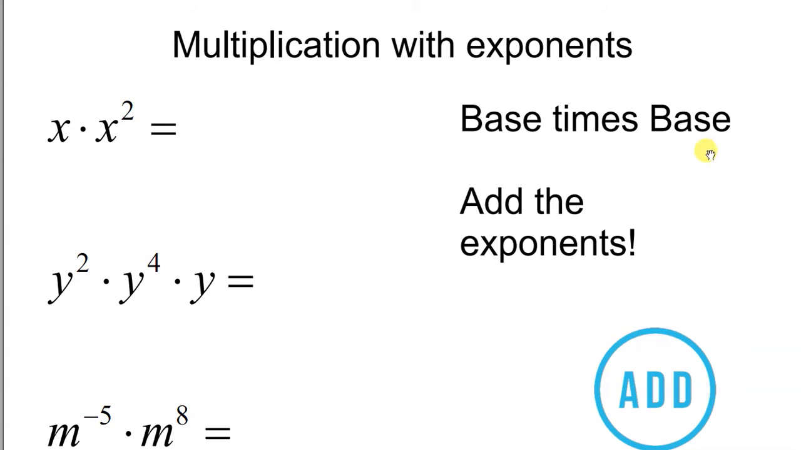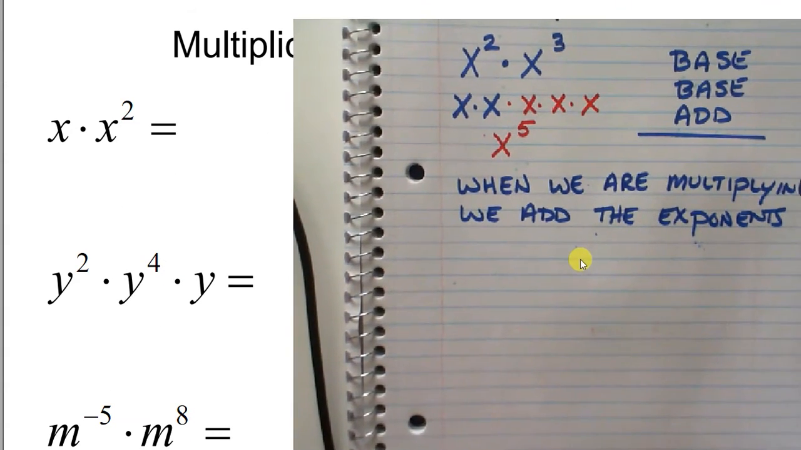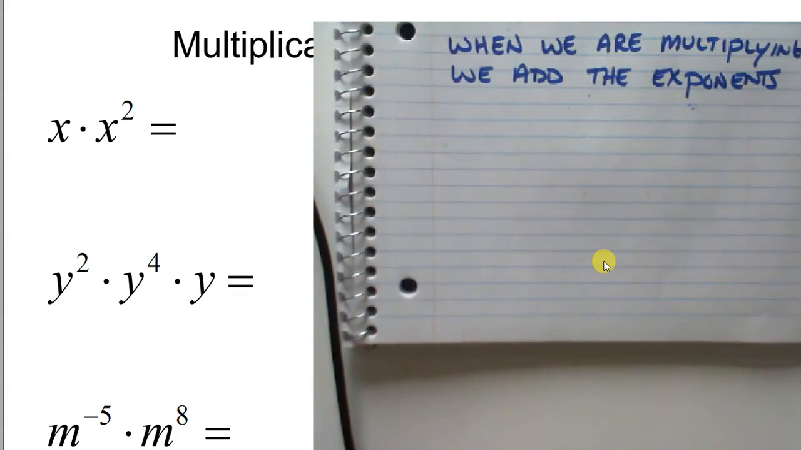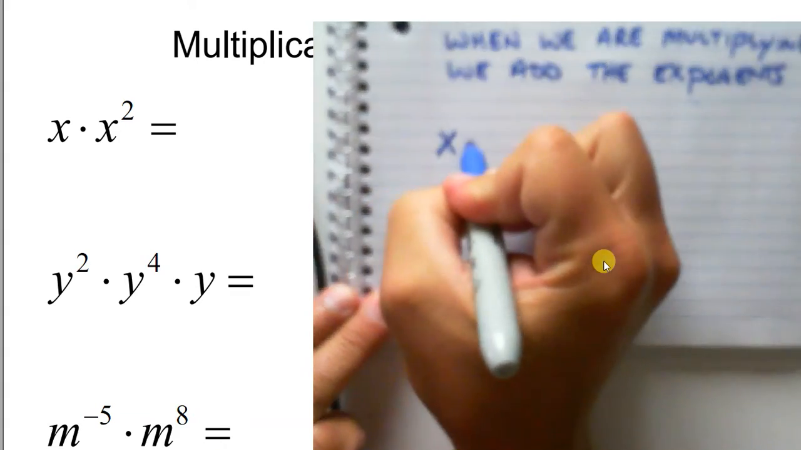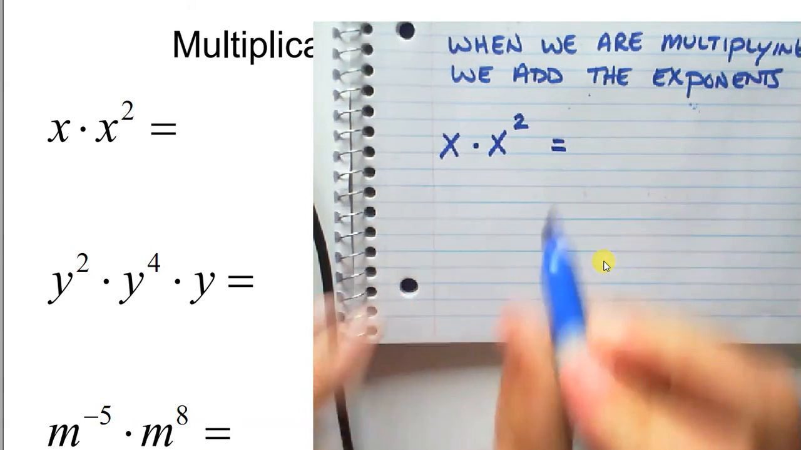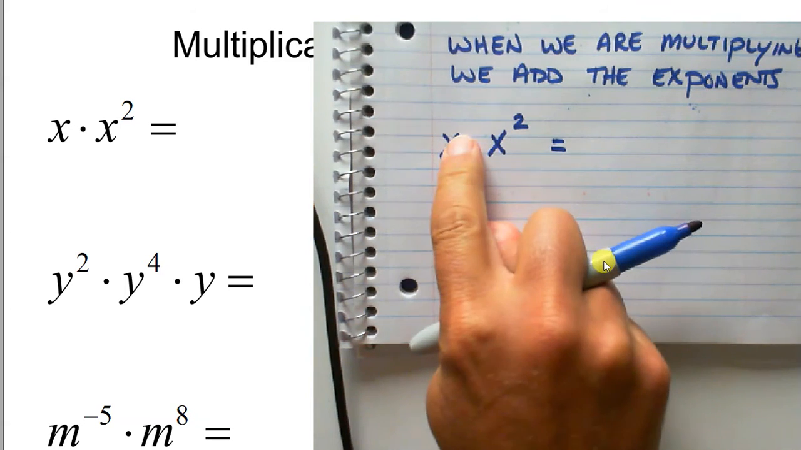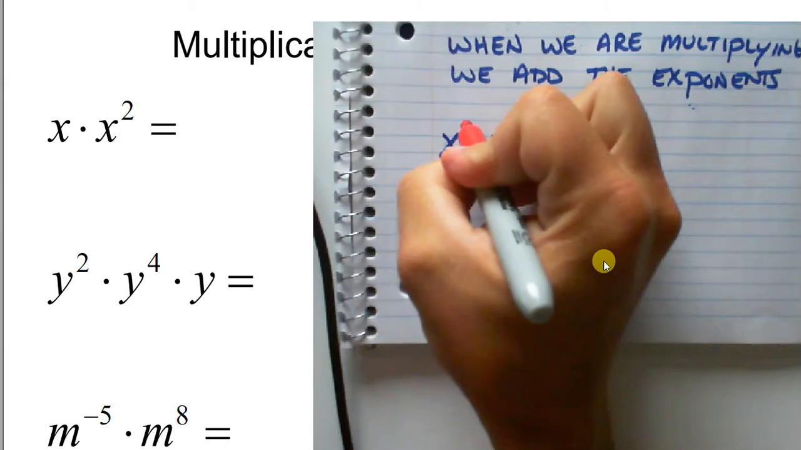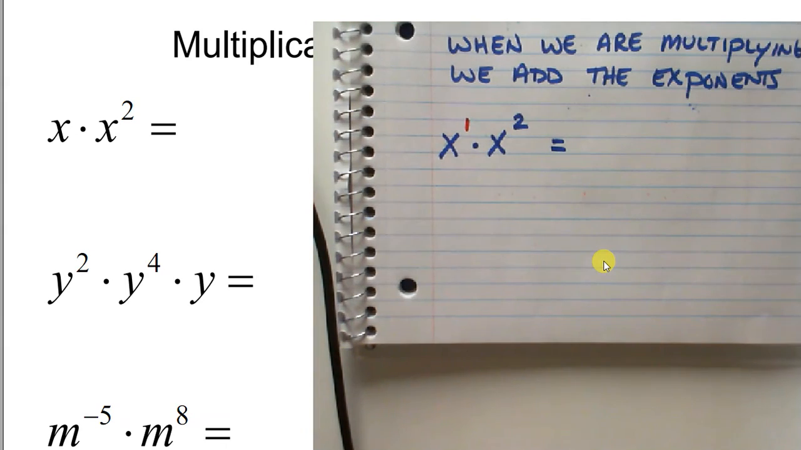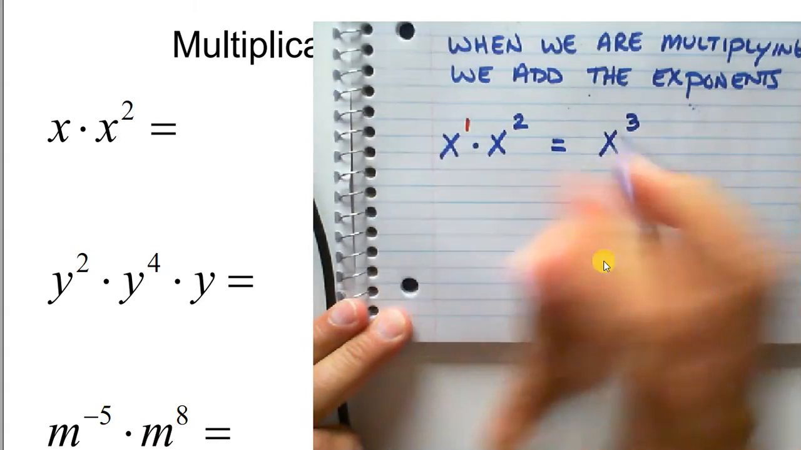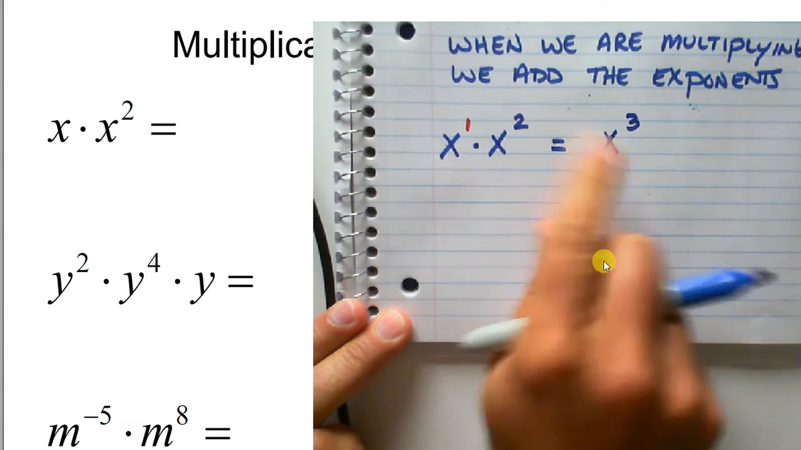Okay, we're going to put this one into our notes. So how about this? If we had x times x to the second equals, well, the exponent there is 2, and the exponent right here is 1. There's a 1 right there. So this would be 1 plus 2, which is 3. This is x to the third, which makes sense. This is x times x times x, x to the third.